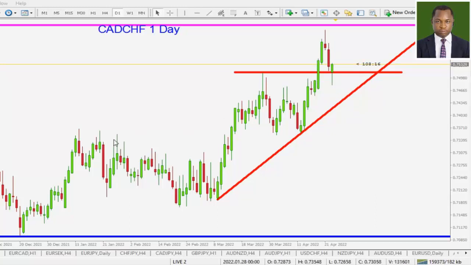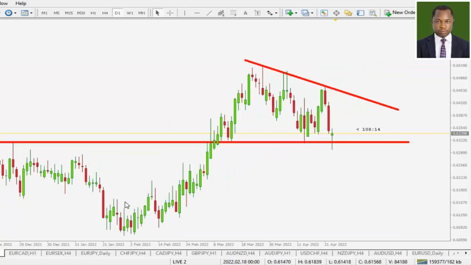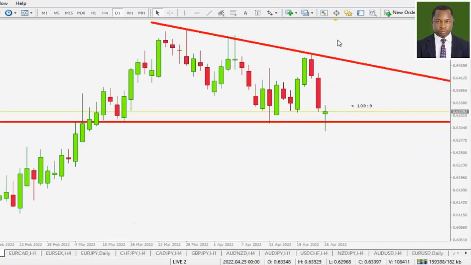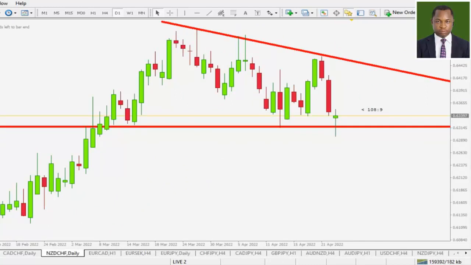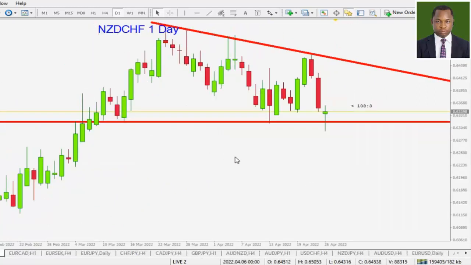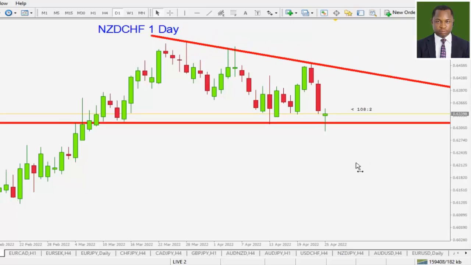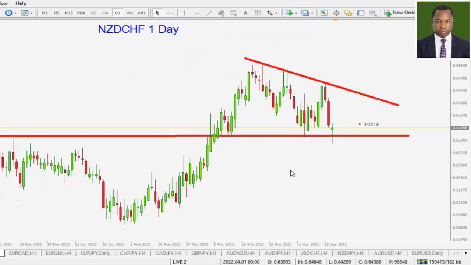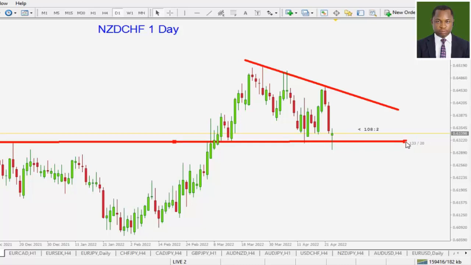The next one is the New Zealand dollar against the Swiss franc. This is the daily time frame. Sorry, let me put in my currency name. So the New Zealand dollar against the Swiss franc, the daily time frame. I am sure you are already seeing what I am seeing. We may have a valid entry later today as the market closes.